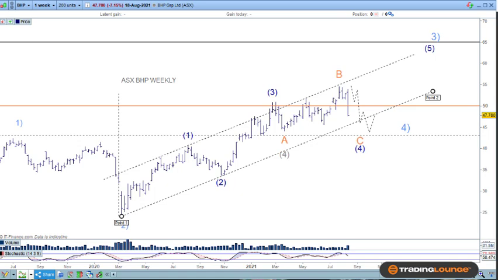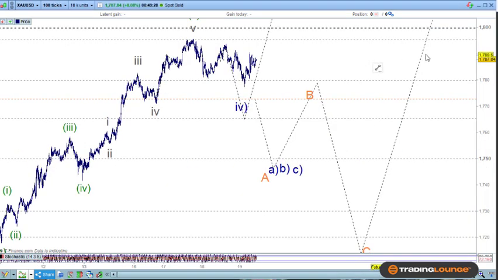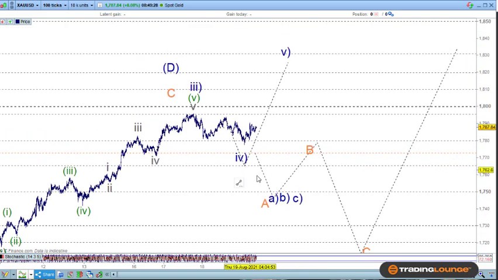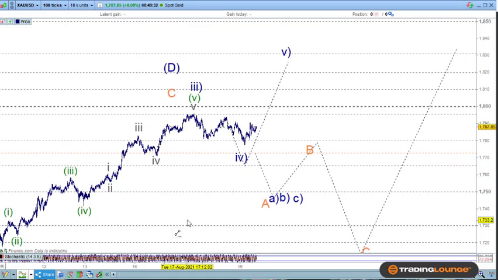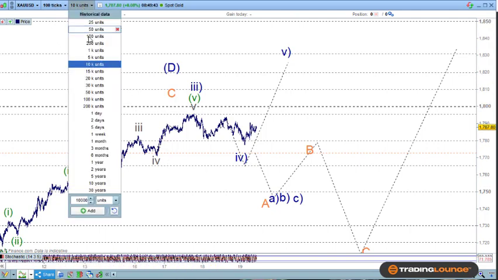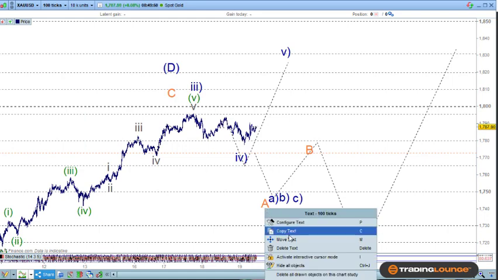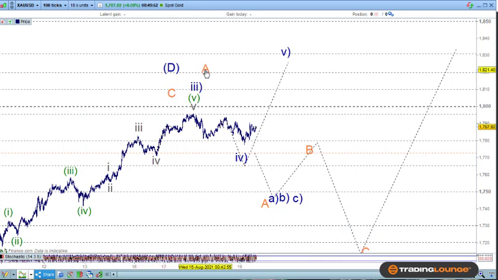Gold really hasn't done much here. This is just the tick chart. We've been counting it up here, and I think it's looking a little bit corrective. In the bigger picture it's possible wave D here, but I think it's probably more so that we've got wave A up here, and we'll need the wave B, and we'll go up for the wave C.